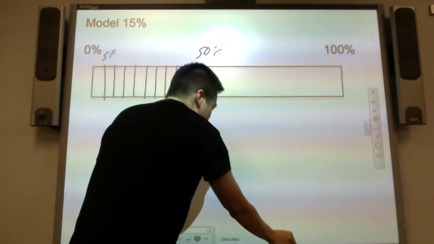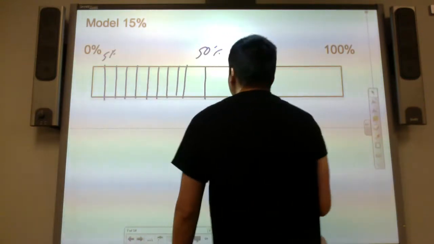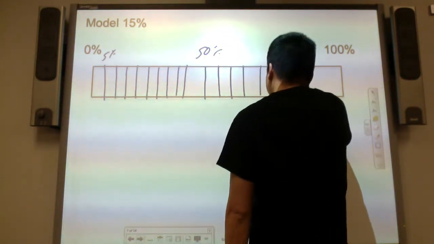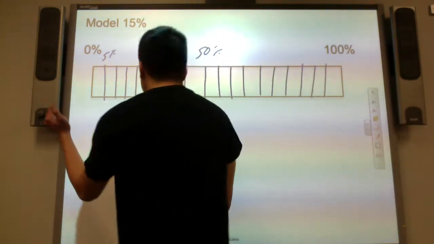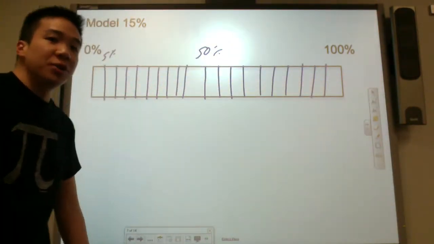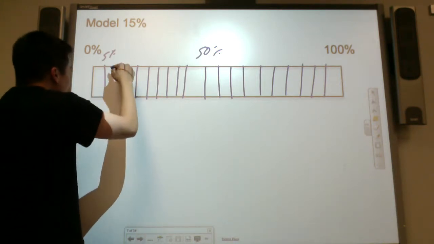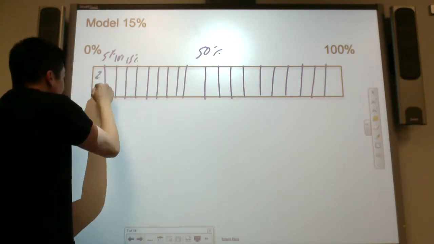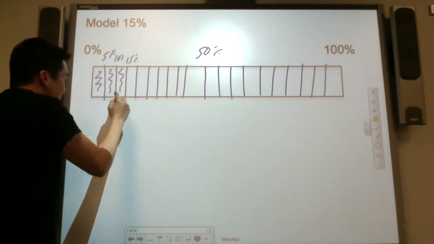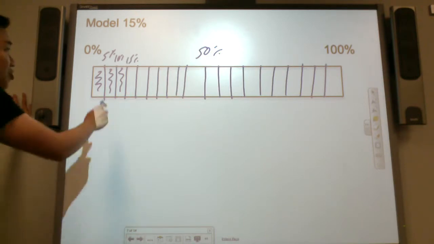Whoops. Let's scoot this down. Oops. Right there. Much better now. 55, 60, 65, 70, 75, 80, 85, 90, 95, 100%. So in this bar diagram, you have 100%. If each one of these little sections represents 5%, this is 5%, 10%, 15%. So I shaded in 15% of this.